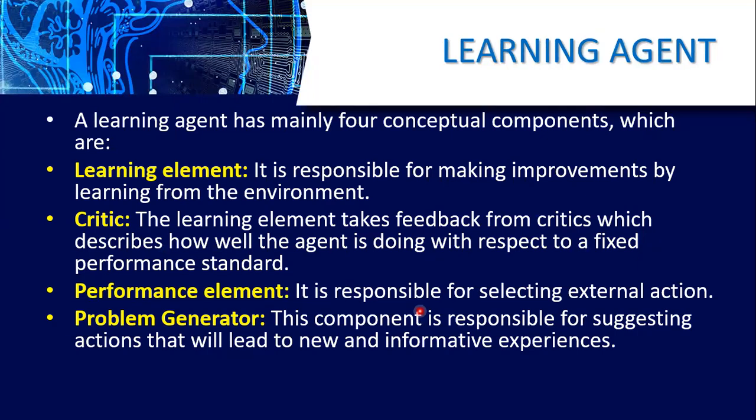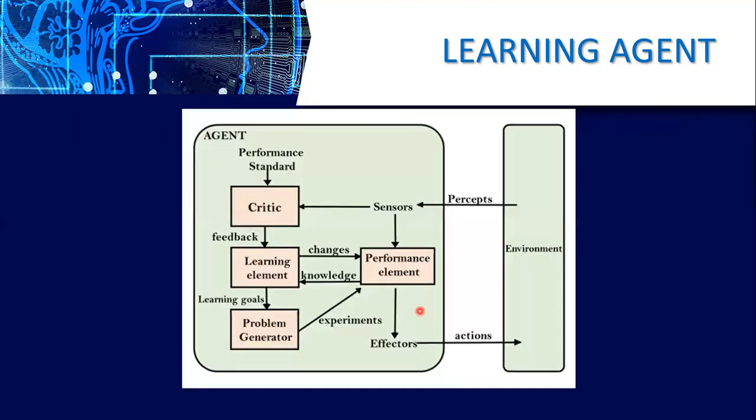The components of a learning agent are the learning element, critic, performance element, and problem generator. The learning element is responsible for making improvements by learning from the environment. The learning element takes the feedback from the critic, which describes how well the agent is doing with respect to the fixed performance standard. Next, the performance element is responsible for selecting external actions. The problem generator is responsible for suggesting actions that will lead to new and informative experiences.